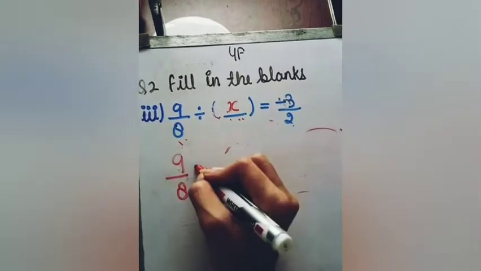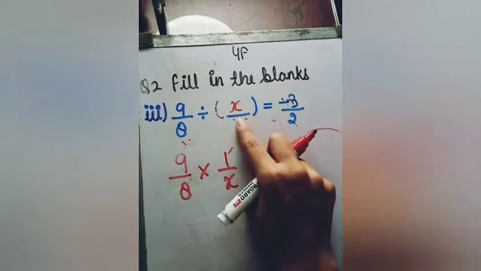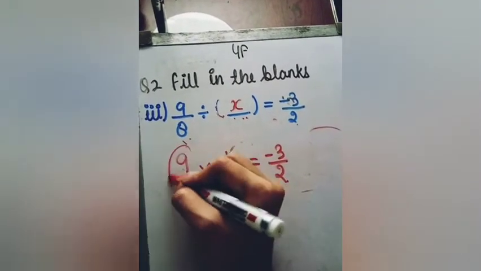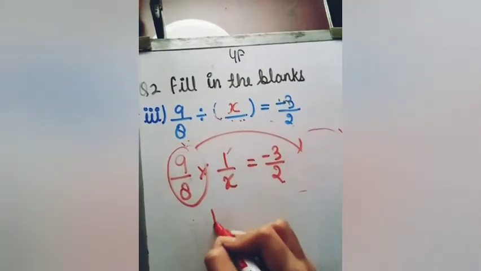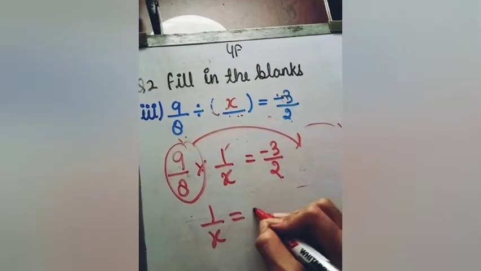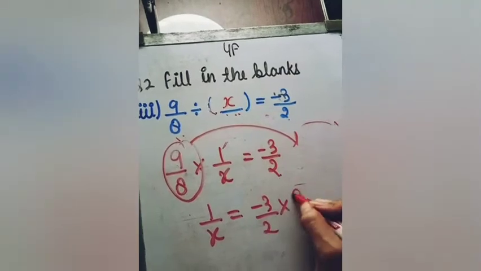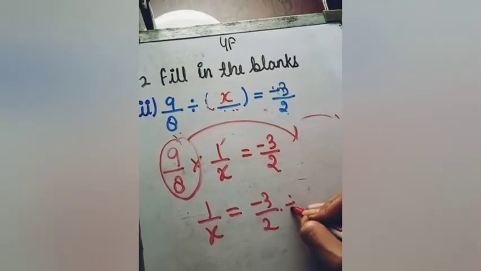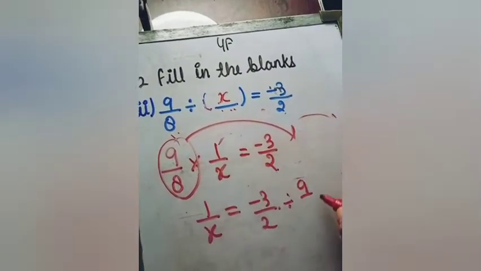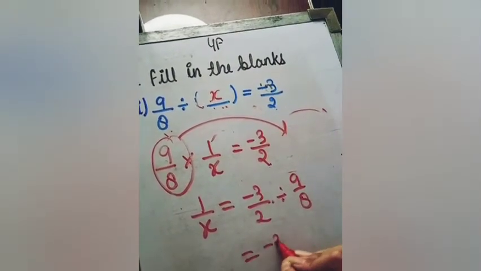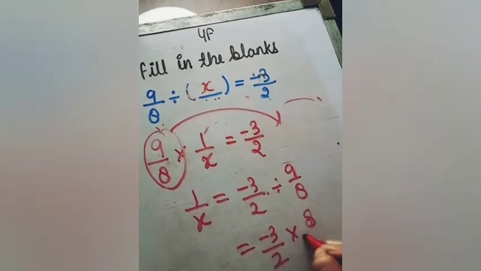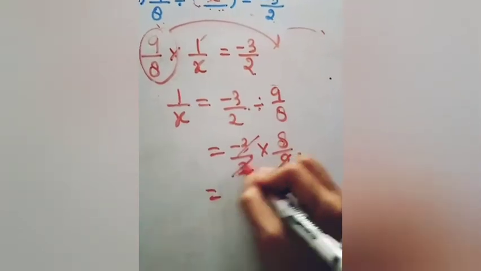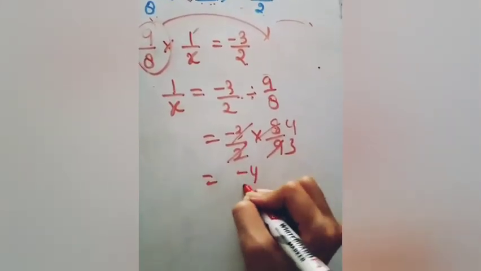9 upon 8 multiplied by 1 upon x. Okay, this is the reciprocal of it. It will be -3 upon 2. Now transport this digit to this side. We have -1 upon x equals -3 upon 2 into, when this 9 upon 8 goes to this side, it will come in division, because right now it is in multiplication. Okay, we took the reciprocal and solved this division. We get 3 3s are 9, 2 4s are 8, -4 upon 3.